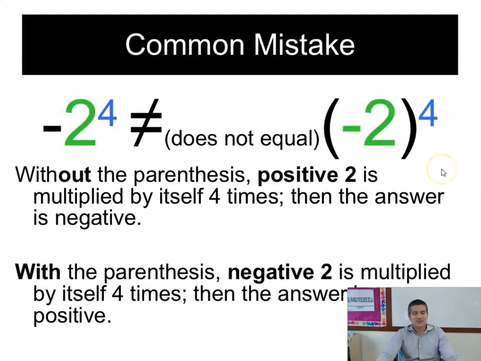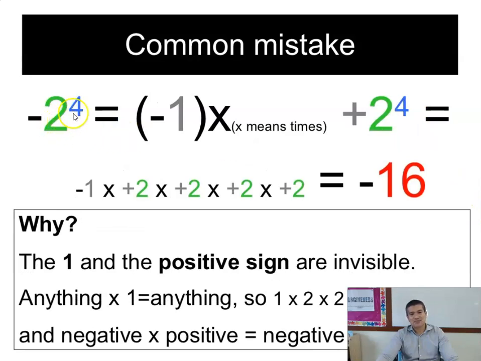Also, negative 2 to the power of 4 does not equal (negative 2) to the power of 4, because without the parentheses you multiply the 2 first and then apply the sign, and with the parentheses you multiply together with the sign. Without the parentheses, positive 2 is multiplied by itself 4 times, then the answer is negative. With the parentheses, negative 2 is multiplied by itself 4 times, then the answer becomes positive. Always remember, if it is not inside the parentheses, you will not include the negative sign in the multiplication by itself. So negative 2 to the power of 4 is negative 1 times 2 to the power of 4, which equals negative 16. That is the reason why it is not equal to the one inside the parentheses raised to the power of 4.